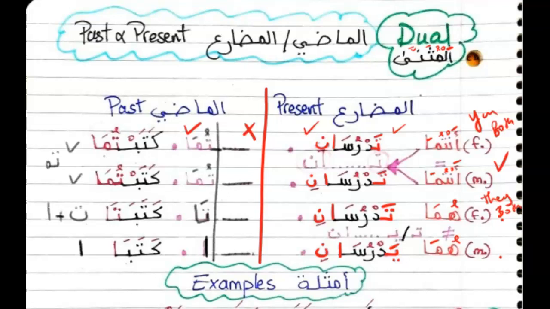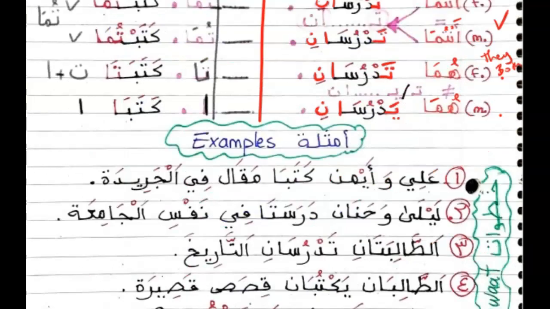Tuma, both of them have tuma at the end. So that's how we would conjugate the dual in the past and also in the present. It's quite easy if you just remember the prefixes and suffixes. Both of them have prefixes and suffixes. Let's look at a few examples.